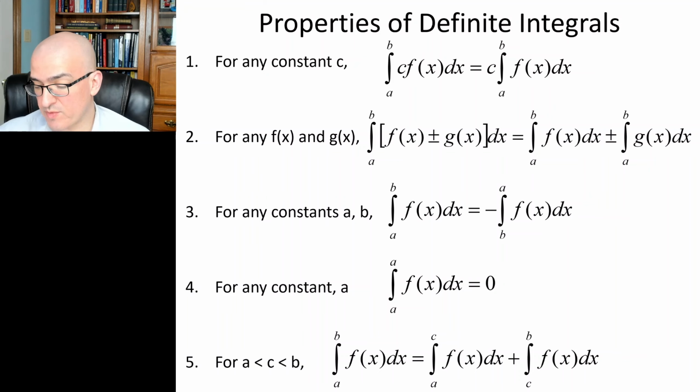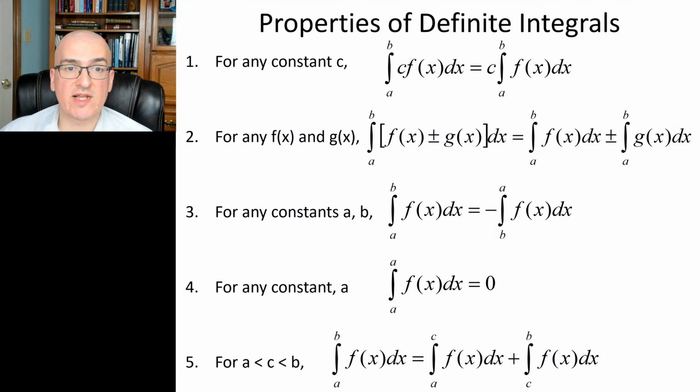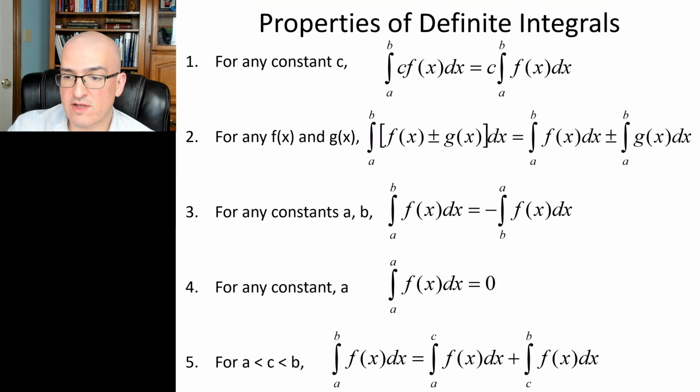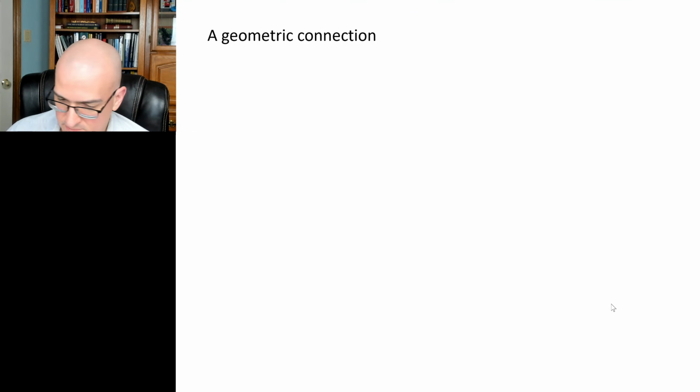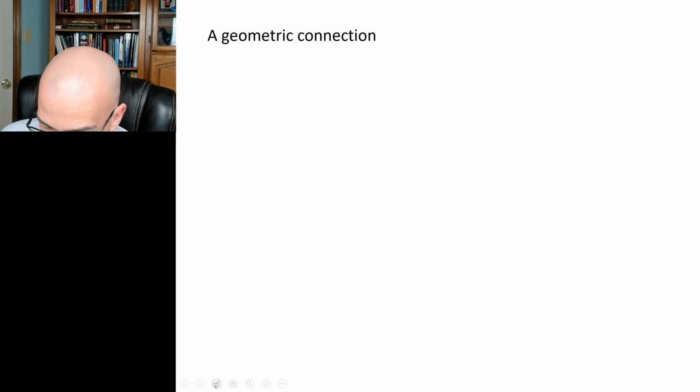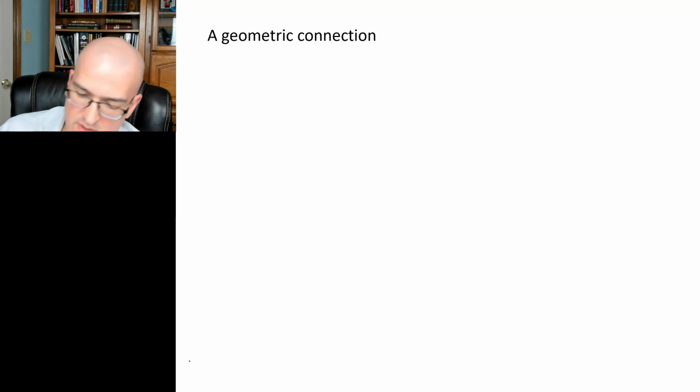Geometrically, what we would be doing in this last property is we're splitting up the area. If we're looking at the area from x equals a to x equals b, we could look at the area from A to C, look at the area from C to B and add them together and get the total. So I actually want to draw that in. It is a preview.